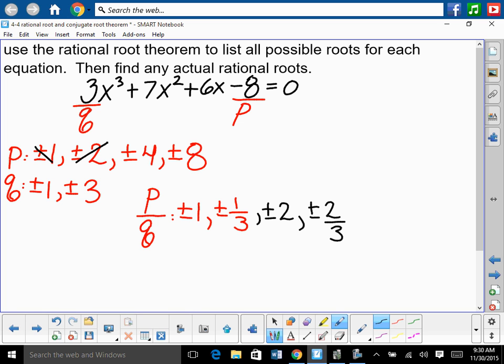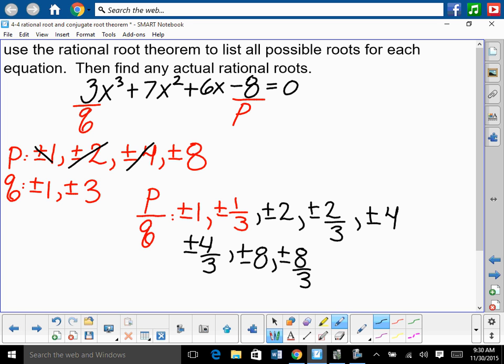All right, we just took care of 2. 4 divided by 1 is 4, so plus or minus 4. 4 divided by 3 is 4/3, so plus or minus 4/3. We just took care of 4. And then 8. 8 divided by 1 is 8, so plus or minus 8. And then plus or minus 8 divided by 3.